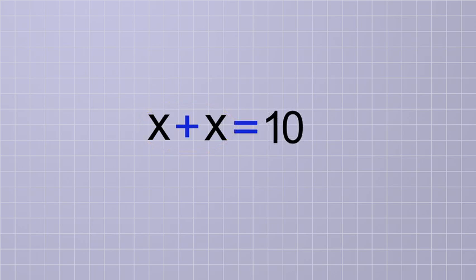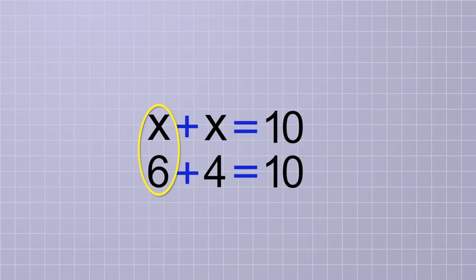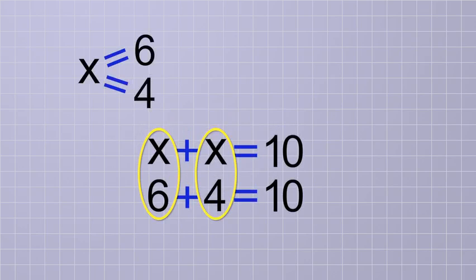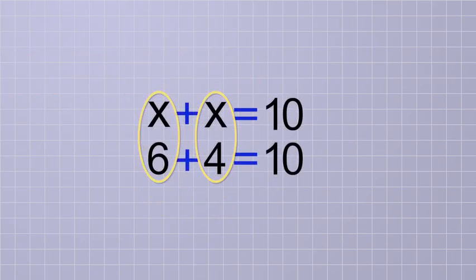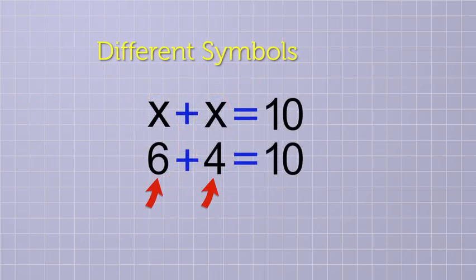And there's a lot of different numbers that we could add together to get 10, like 6 and 4. But if we had the first x stand for 6 and the second x stand for 4, then x would stand for two different values at the same time, and things could get really confusing. If you wanted symbols to stand for two different numbers at the same time, you'd need to use two different symbols, like x and y.